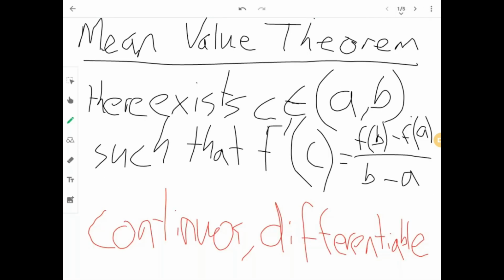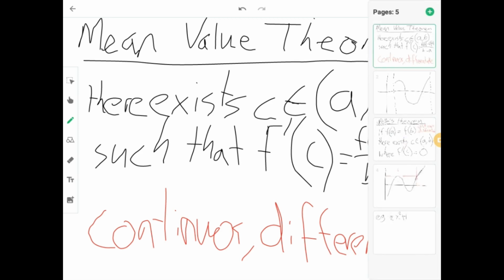Okay, so for 3.1.2, it's about the mean value theorem. So the mean value theorem states that there exists x value of c in the interval a comma b such that f prime of c equals f of b minus f of a over b minus a. So this is dependent on it being continuous and differentiable. That's the mathematical meaning. If you don't understand, let's look at it visually.